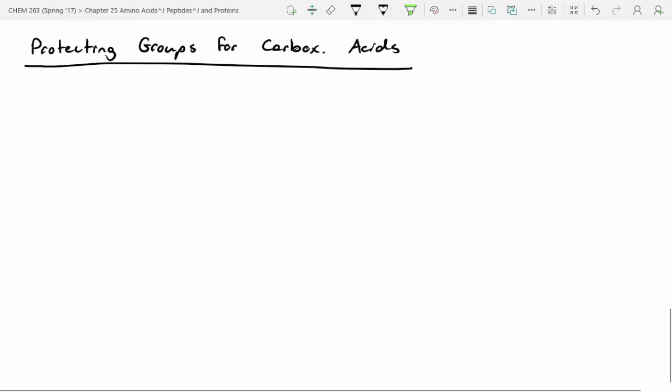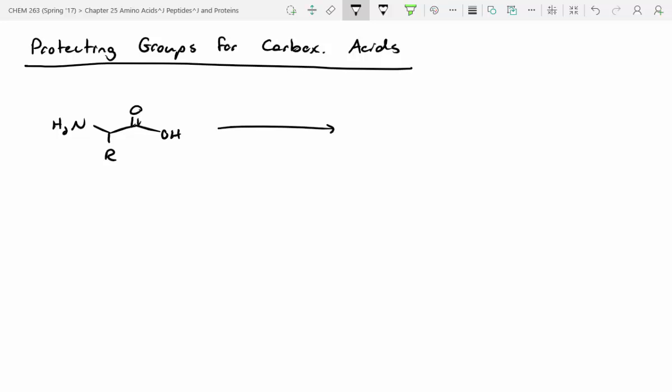All right, so the protecting group for carboxylic acids is really straightforward. I'm going to draw our amino acid out. All you do is treat this with catalytic acid and benzyl alcohol. What do you think will happen to that carboxylic acid moiety? What will it turn into? Looks a lot like a Fischer esterification, right? We've got an alcohol and a carboxylic acid. You guys did this in lab.